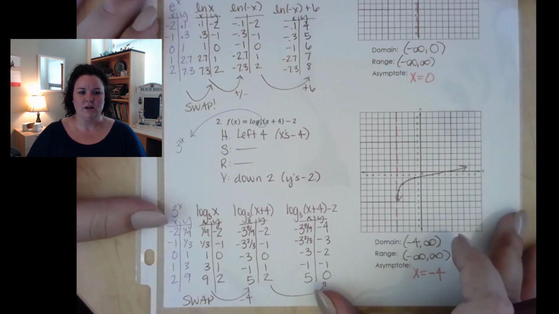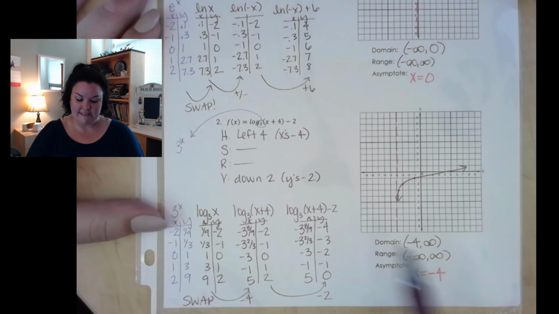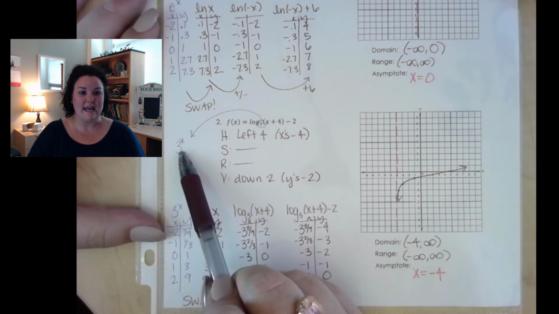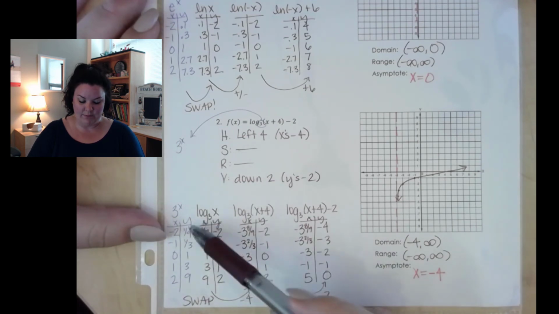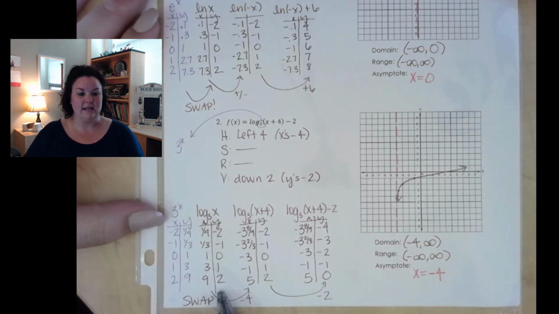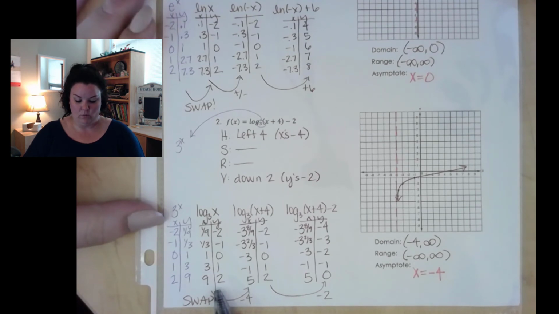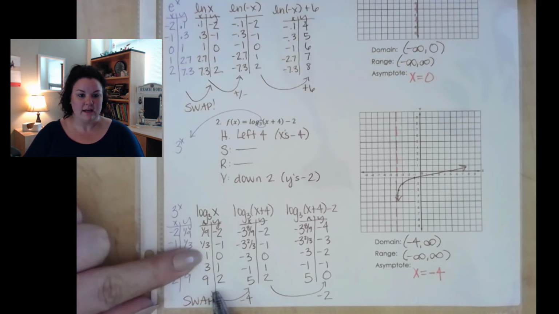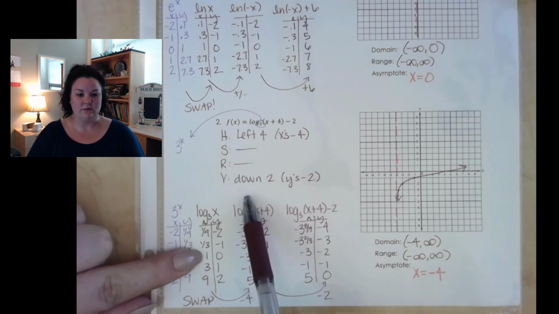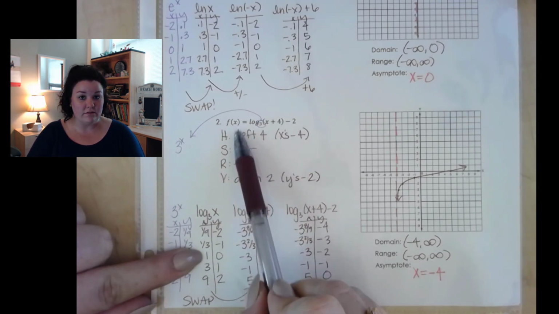Okay, so for number 2, we see here that our log base is 3, which means we're going to start with 3 to the x power. So we make a table with 3 to the x, and then we swap it to get log base 3 of x. Once we have our log base 3 of x, then we should have 2 transformations, left 4, down 2. We do them in HSRV order.